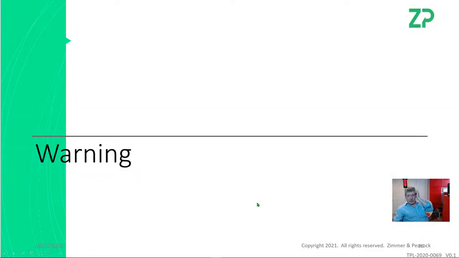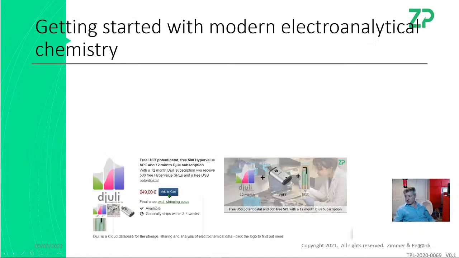Just a bit of a warning, I have noticed recently there's been a bit of a spike in prices. You can buy screen printed electrodes in the USA and Europe. The price controls are quite good, but I am noticing that in some countries people are really starting to charge quite a lot of money for the potentiostats and the screen printed electrodes. So I just want to say be careful of the pricing that's going on at the moment.